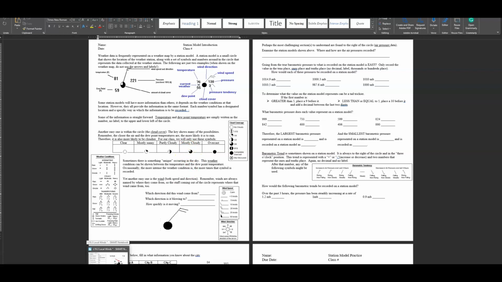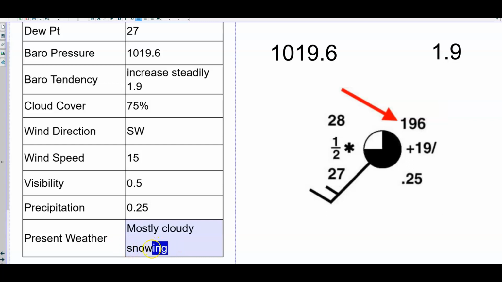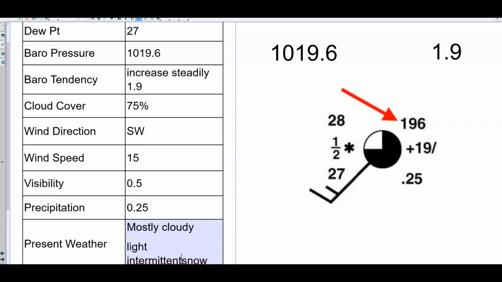And then if there happens to be a symbol, which ours does, I would insert that as well. So we've got a star symbol, so I would have light intermittent snow, right? So I just wrote snowing, right? A better way would be light intermittent, space, put a B in there, right? Mostly cloudy, light intermittent snow, right? So that's the process for part 1.